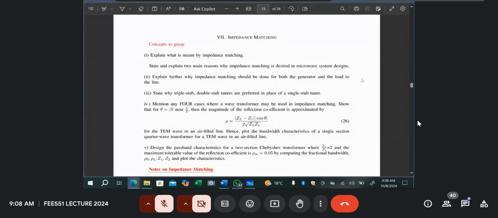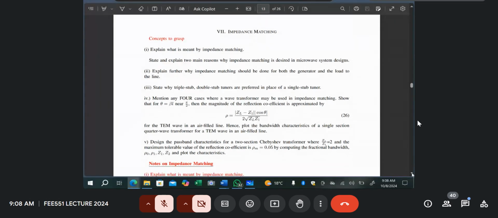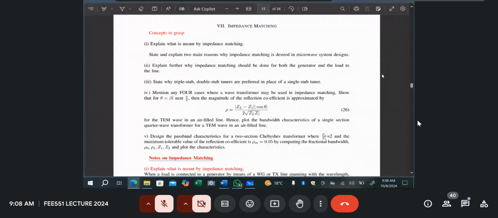So these are some of the questions you ask yourself when you want to discuss impedance matching. What is it? What does it mean? Okay, and two main reasons why you would want to match the impedance when you're designing a microwave system. So those are the key issues from theory.